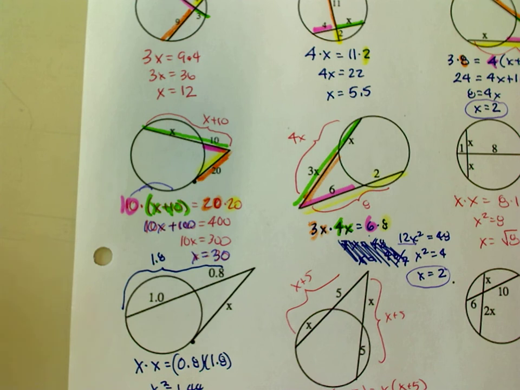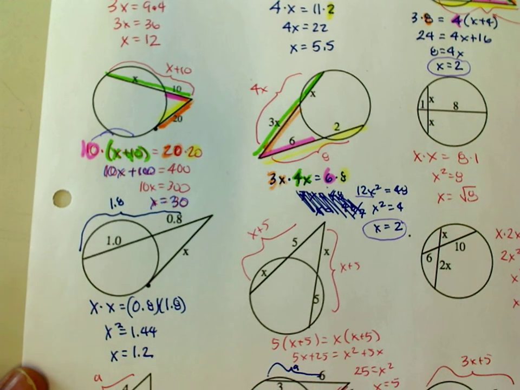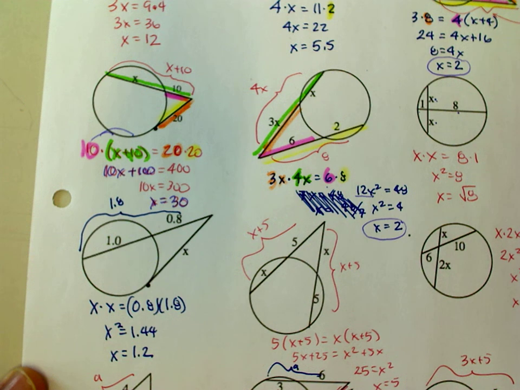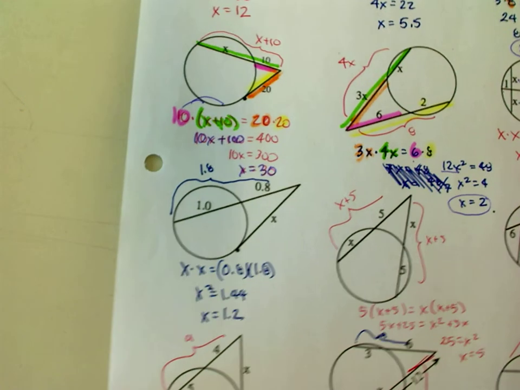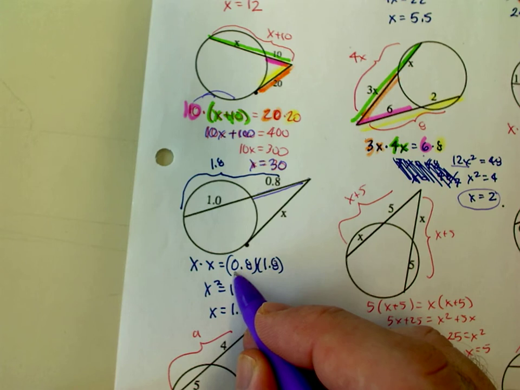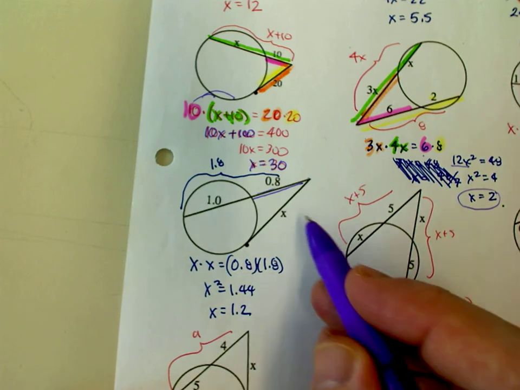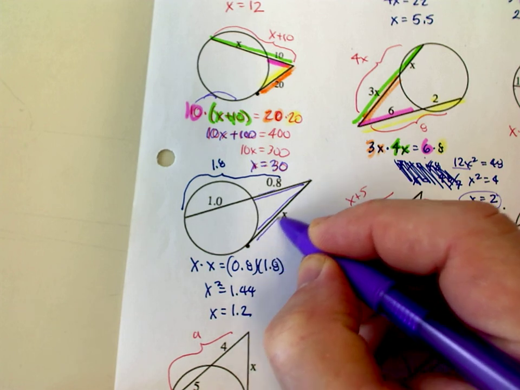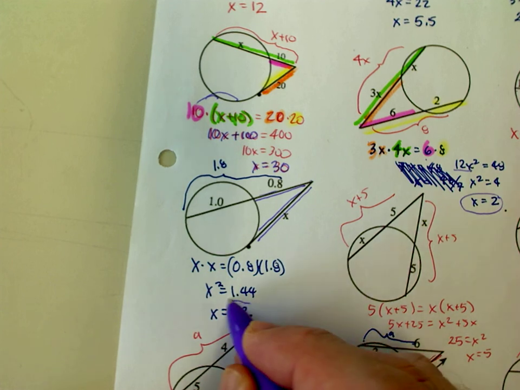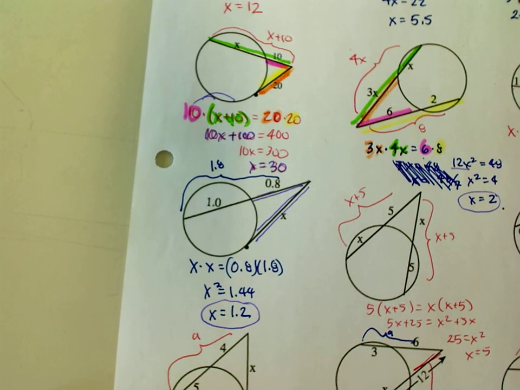Okay. So, you'll see that there are a few more here that I won't go through each one totally, but inside, part times part, x times x, 1 times 8. 1 times 8 is 8, x times x is x squared, x equals the square root of 8. We can even have decimals. You'll see on this one, we have a part on the outside times the total, 0.8 times 1.8. Outside and the total are both x, which means this is x times x, x squared. When we square root it, we get x equals 1.2.